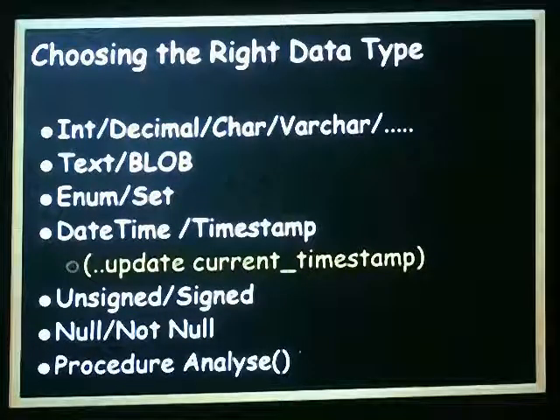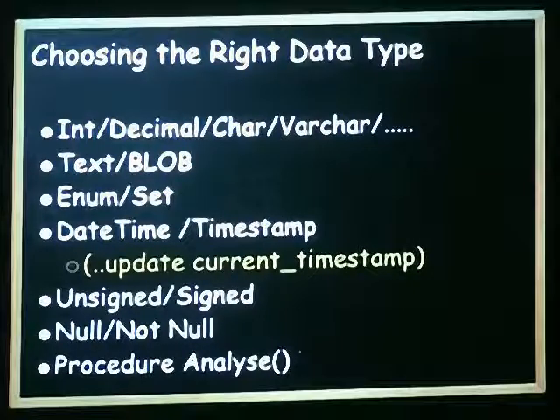Date time is 8 bytes, while timestamp is 4 bytes. The thing with timestamp is that it starts at 1970 and ends in the middle of 2038, whereas date time can go from the 1st of January 0001 to the 31st of December 9999. Okay? Just let them know.